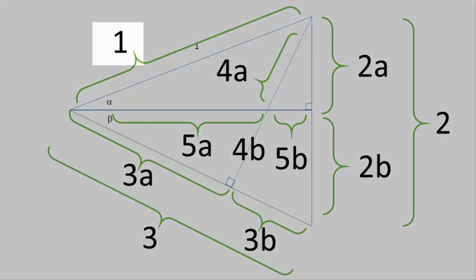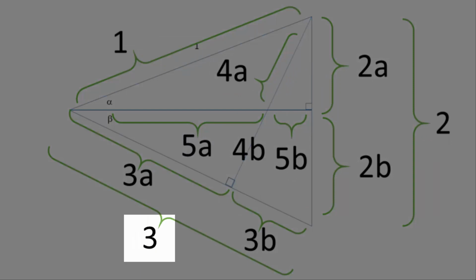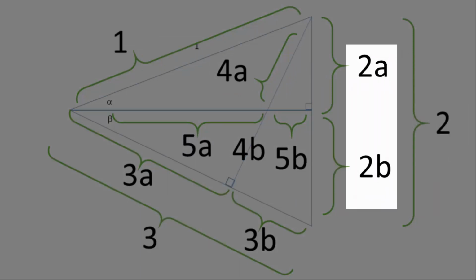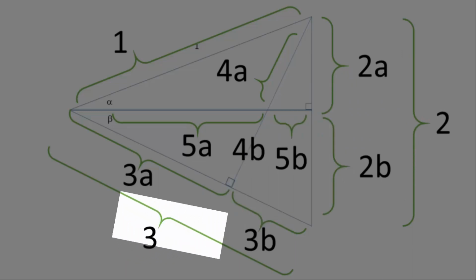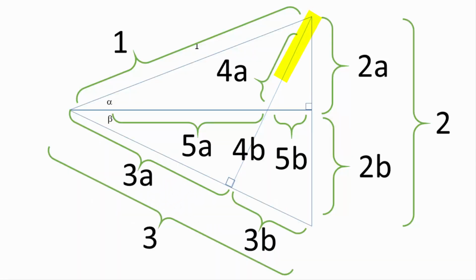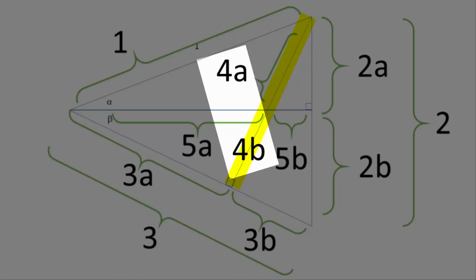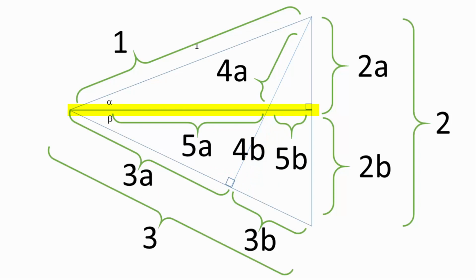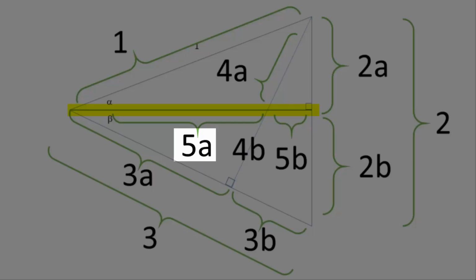Around the outside of the triangle, we have 1, 2, and 3. And then 2 is composed of 2a and 2b, and 3 is composed of 3a and 3b. The diagonal line that we created earlier will be side 4, and 4 is made up of 4a and 4b, and the shared line of these two triangles will be 5, made up of 5a and 5b.